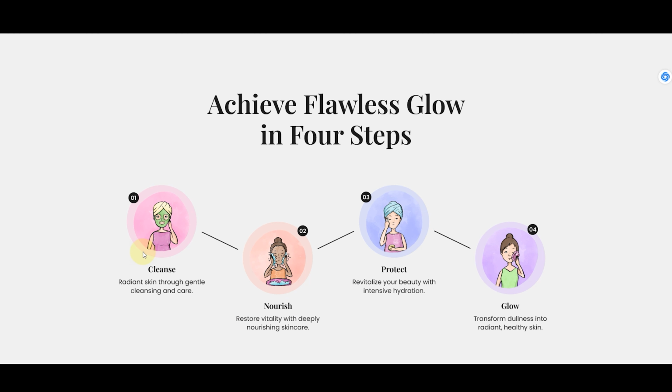Now let's talk about its real-time uses. See this demo. Let's say you are running a product website and your product is some makeup item. So you can use step flow to highlight your product's benefits or how your product works. For example, first step, it cleanses, then it nourishes, then it protects and provides glow.